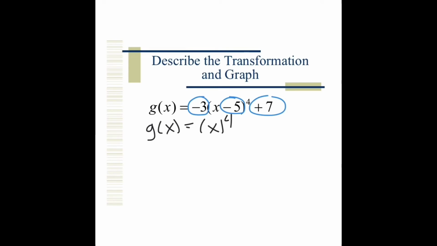So for the -3, that's going to accomplish 2 things. The negative part is going to flip this over the x-axis or reflect it. And then that 3, since we're multiplying the function by 3, we're going to have a vertical stretch by a factor of 3.